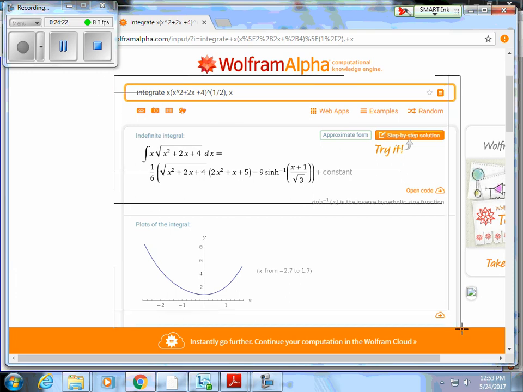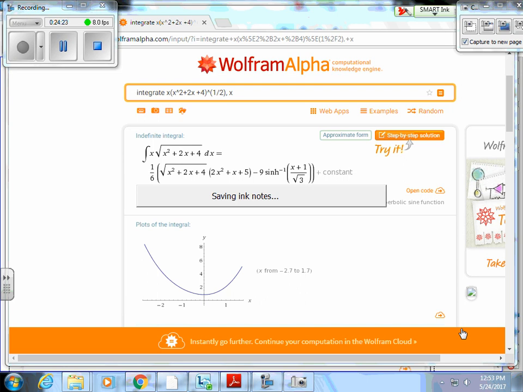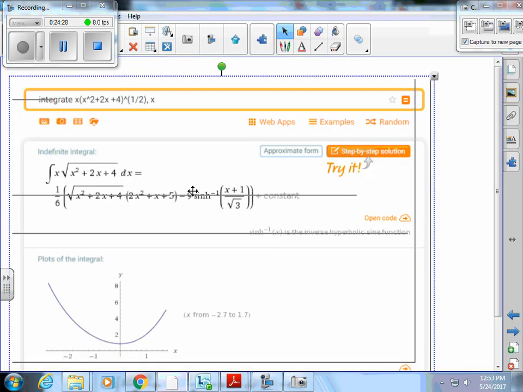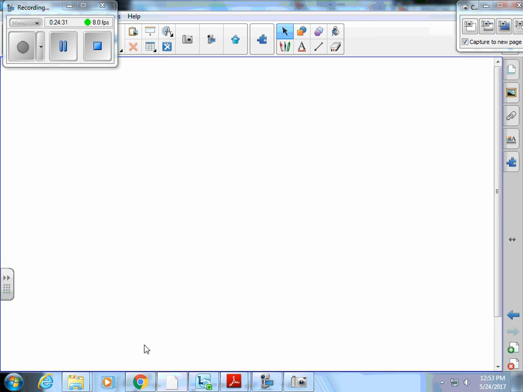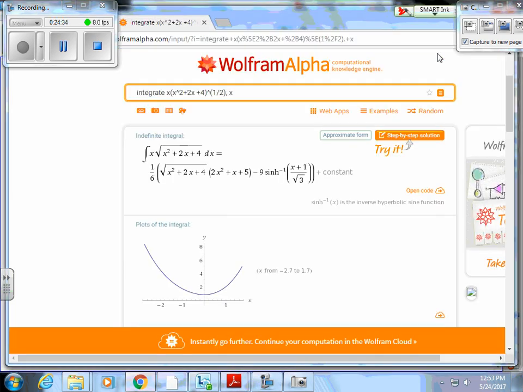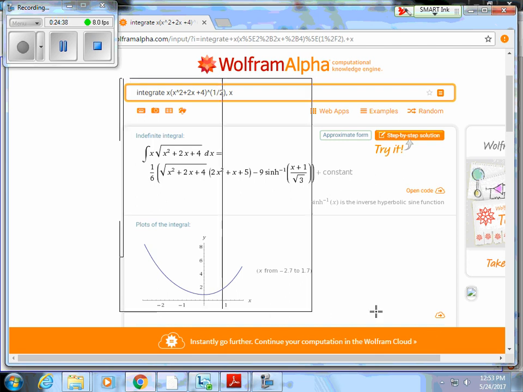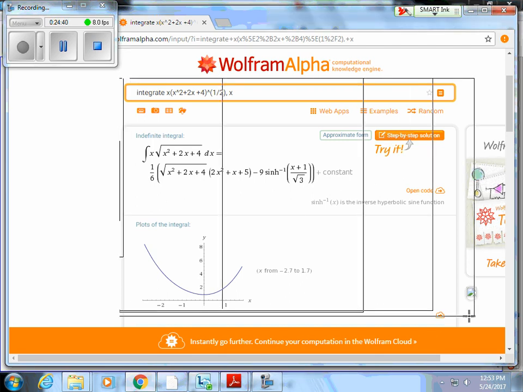Matter of fact, here's the function. Hopefully it didn't copy that line. If it did, I apologize. And it did, so let me try this one more time. Complete. Go back to where I was. We'll copy this one more time. And instead I got a different line.